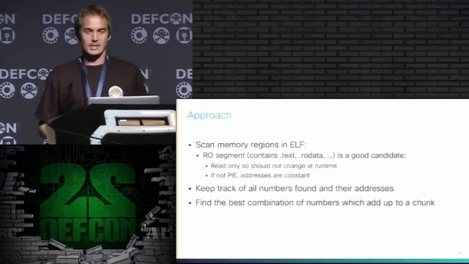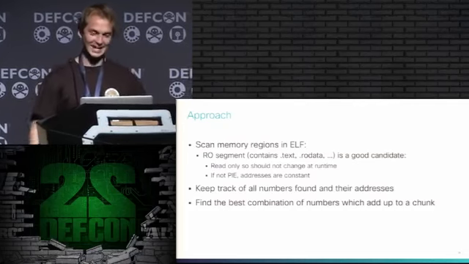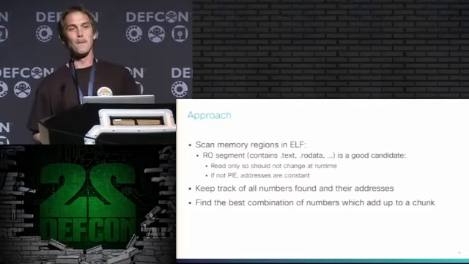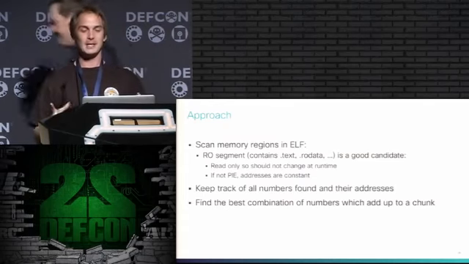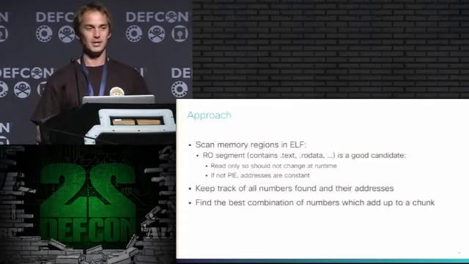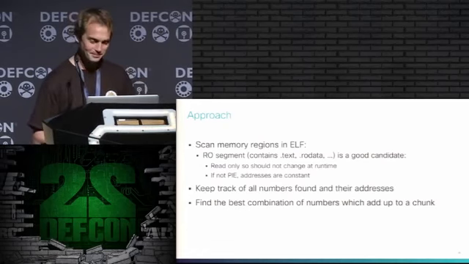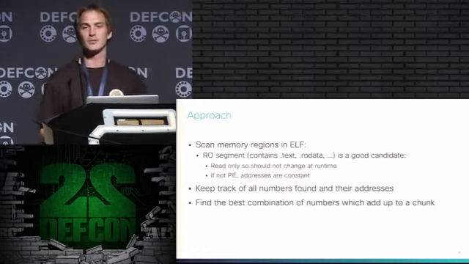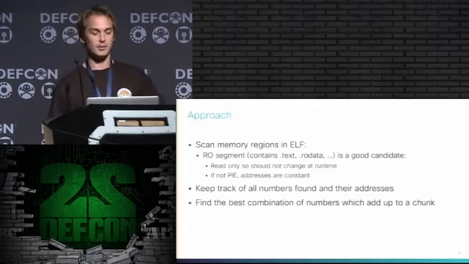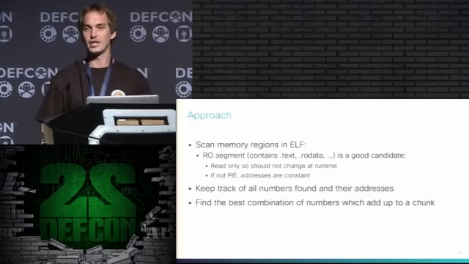So the read-only segment is where you find your numbers. What you do is scan that read-only segment, look for the numbers, shifting by one byte each time, and you keep track of their addresses, right? What you end up with is a whole bunch of numbers, and the problem seems pretty simple: how do I add up these random numbers to find the chunk I want? All you're looking for is the best combination of numbers which add up to a chunk.